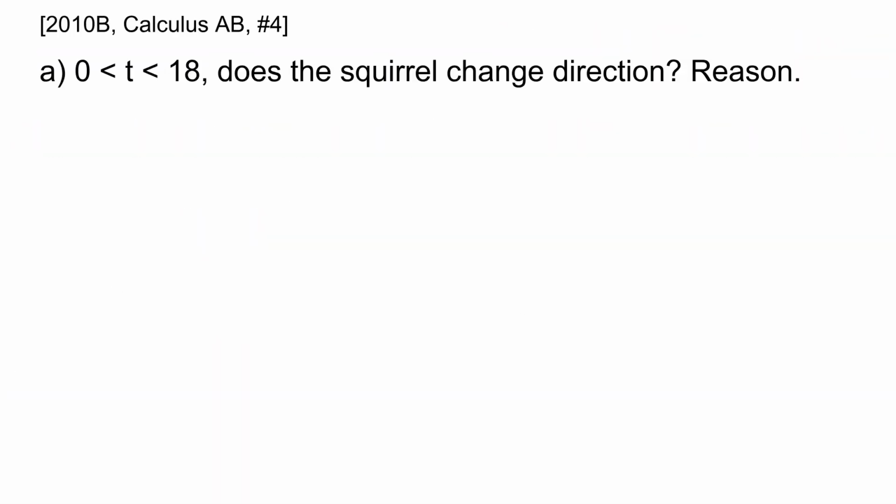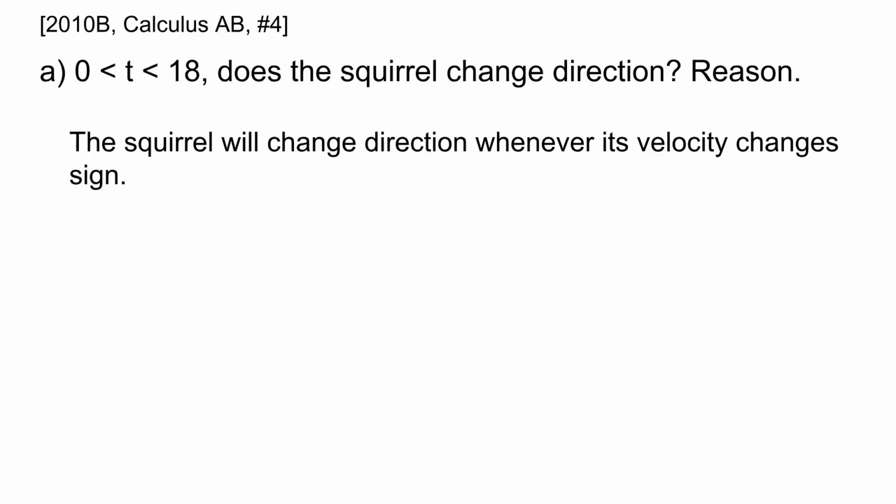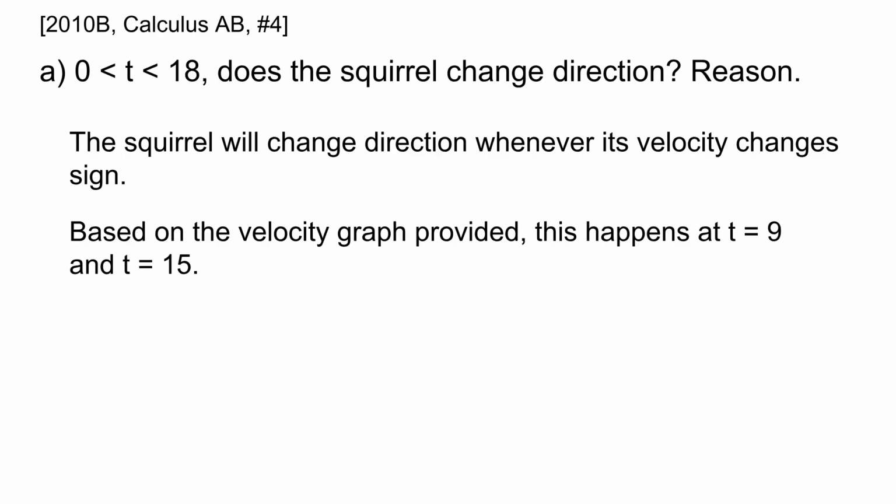In part A of this question, we are asked, does the squirrel change direction on the interval from 0 to 18, and to provide a reason for our answer. We know that the squirrel will change direction whenever its velocity changes sign. That could be from positive to negative or negative to positive. It doesn't matter. It just needs to change sign. So referring to the graph provided, we can tell that the velocity will change sign at t equals 9 and t equals 15.